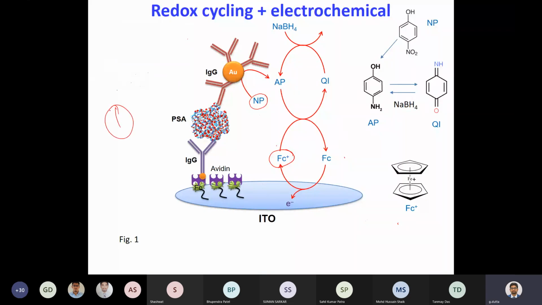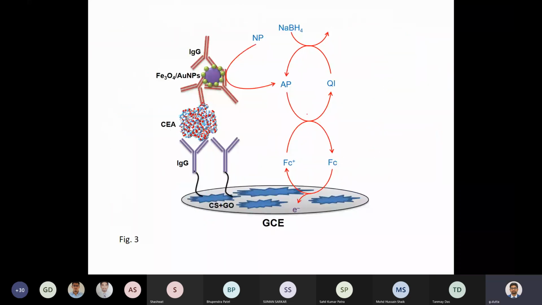In this case, for the biosensor, how can we design some new biosensor? In this case we use FC, AP, sodium borohydride, NP. Everything is the same, right? Can you see this one? All the chemicals are the same. That is the thing when you are going to develop your own project, maybe in your 4th semester, if you want to develop some biosensor project, you can think about how we can design a new biosensor.